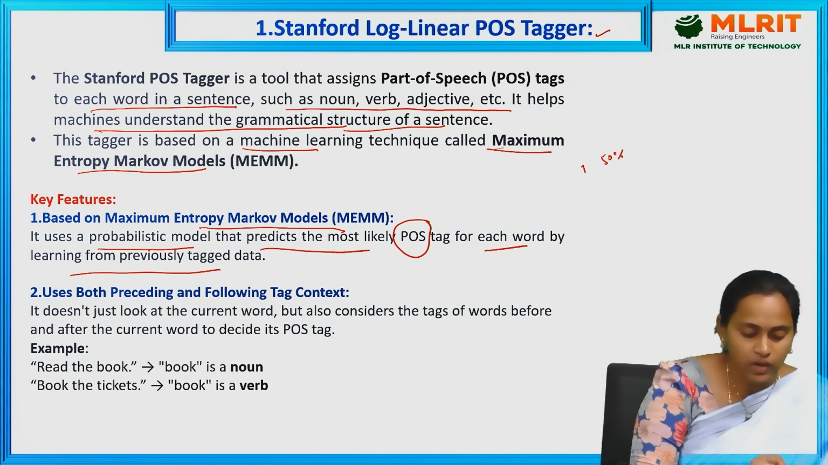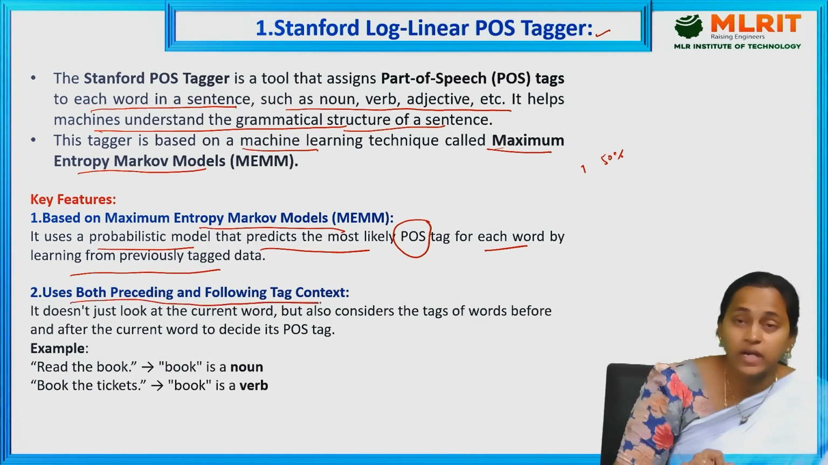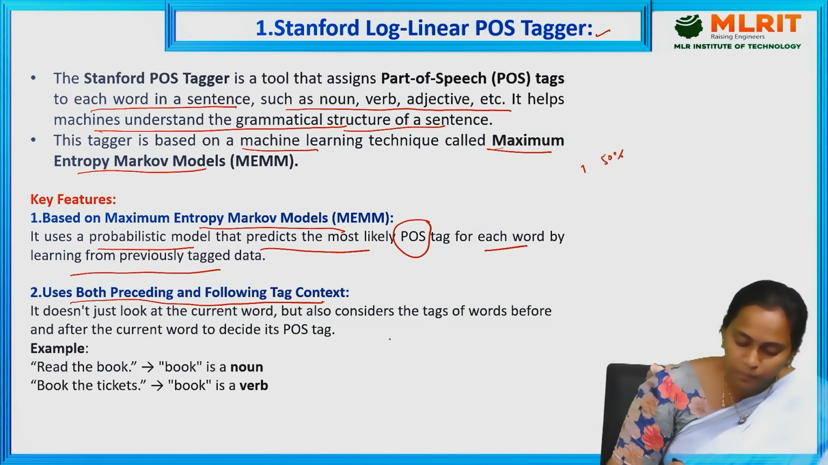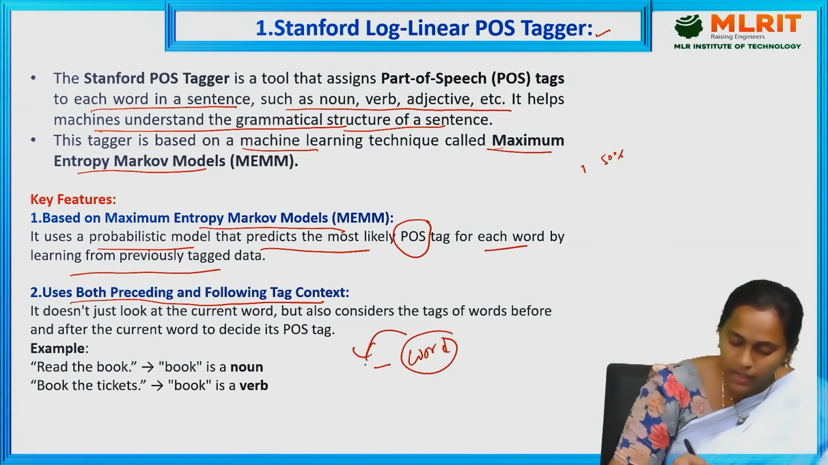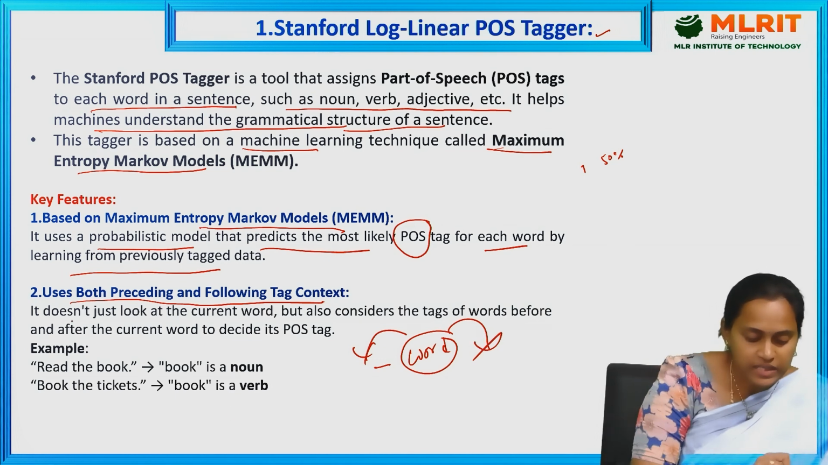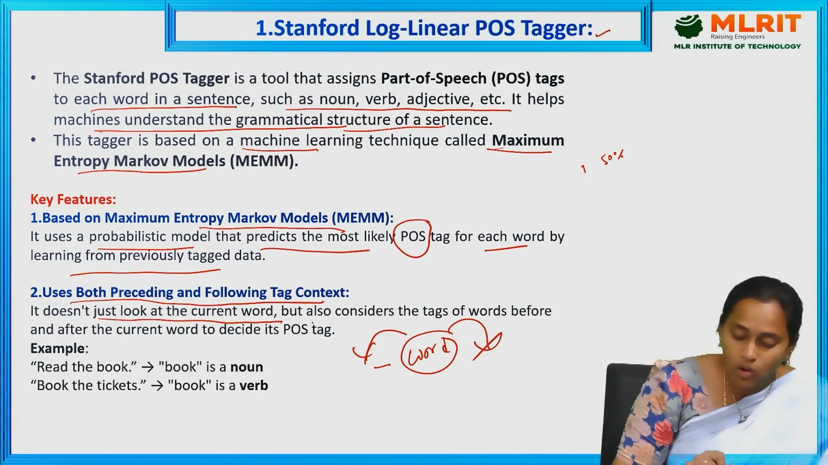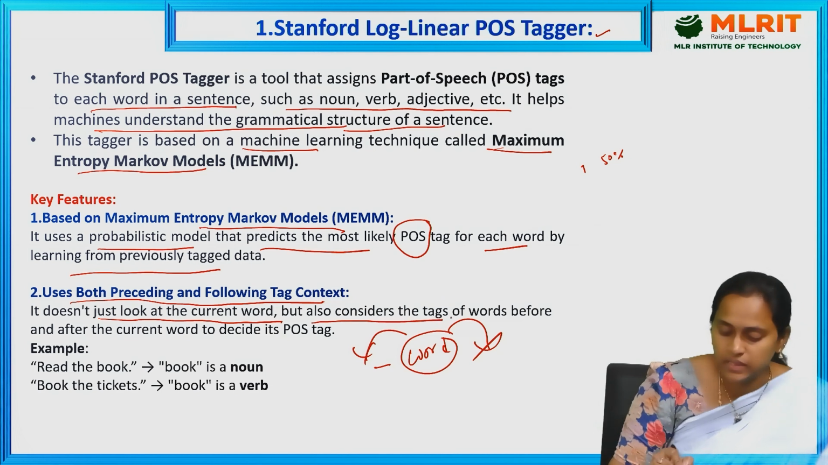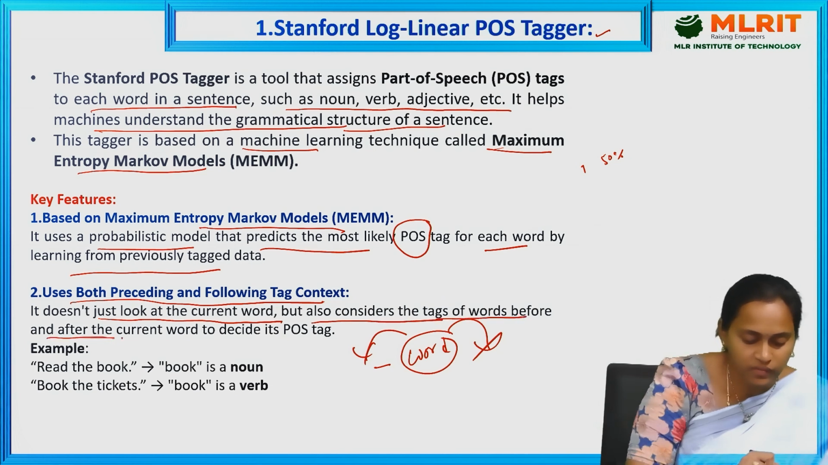The second one uses both preceding and following tag context. We discussed that it depends on the previous tag. Suppose this is a word, right? It depends on the previous tag and the next coming tag, that means the following tag. It does not look only at the current word, but also considers the tags of words before and after the current word.